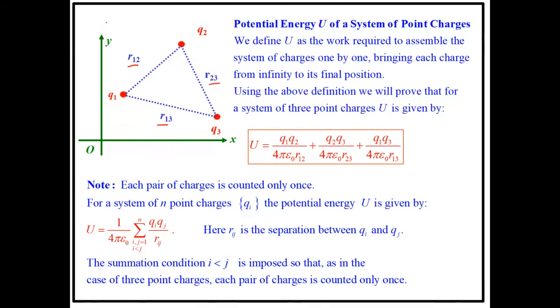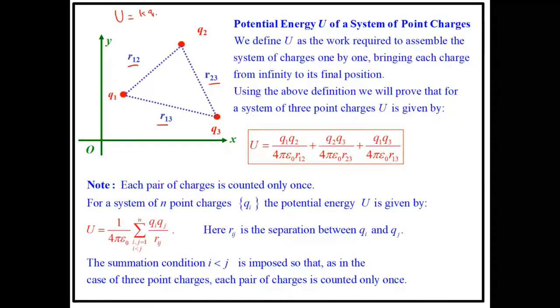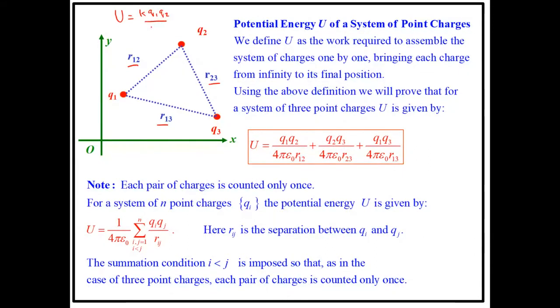We already know the formula for electric potential energy. What is the formula, my dear? U is equal to K Q1 Q2 over R. Could you please apply the formula for these 2 charges? If you apply this formula for these 2 charges, you will get this. Likewise, apply the same formula for the other pairs.